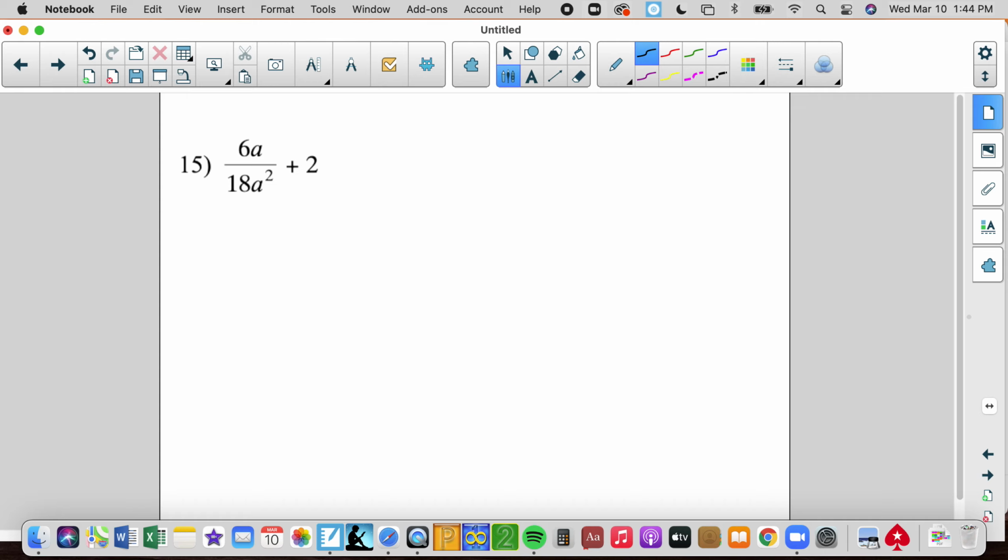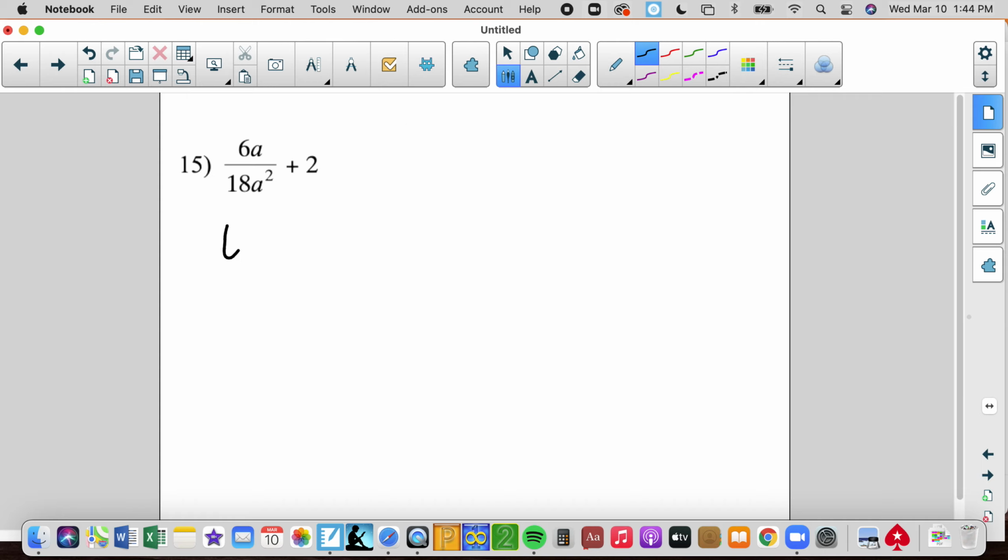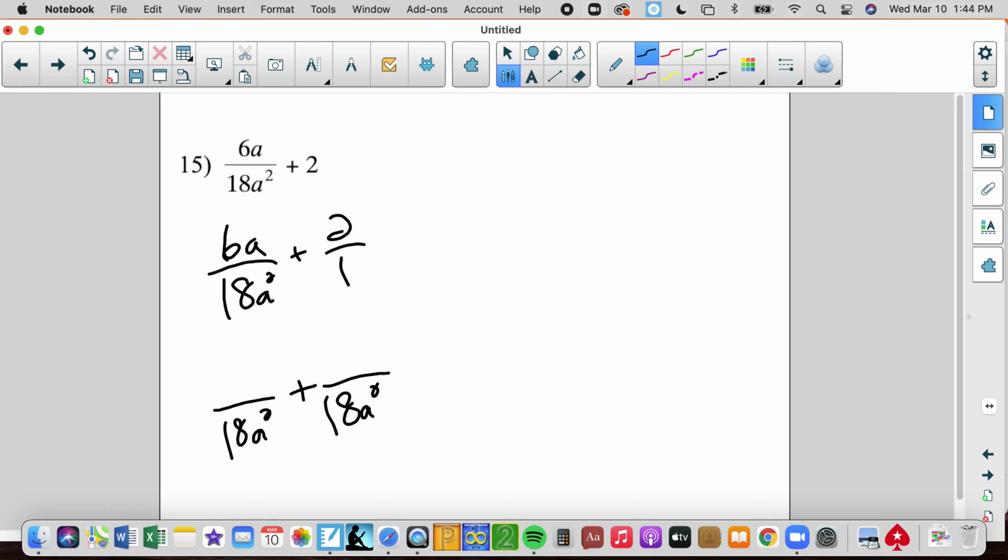And I think last but not least, yes, last but not least, 6a over 18a squared plus 2 over 1. My common denominator is going to be 18a squared. That's going to stay 6a. 2 over 1 equals what over 18a squared. We're going to multiply by 18a squared, which gives us 36a squared.